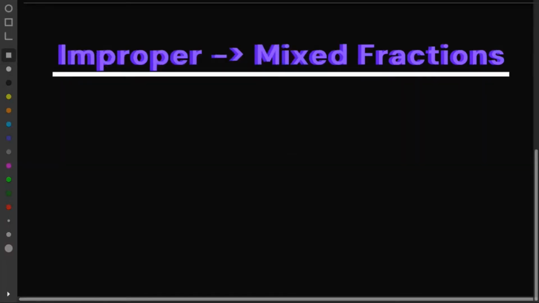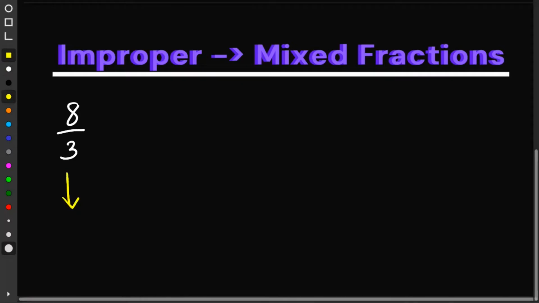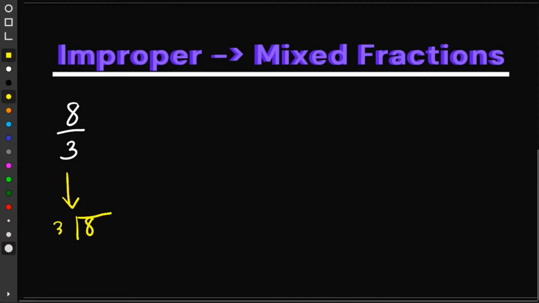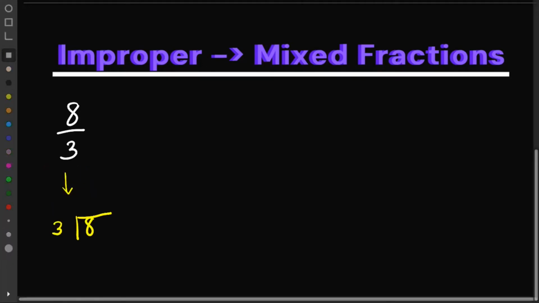Let's go on and try converting an improper to mixed fraction. For our first example, let's have 8/3. Now the key to convert improper to mixed fraction is to simply apply division and observe the remainder. So for this one, we have 8 divided by 3. Let me resize this. So this would give us 2, 6, and we have a remainder of 2.